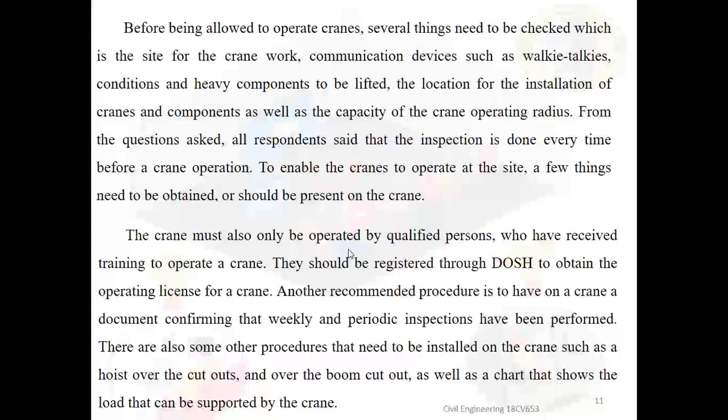So this tells us that the crane must be operated by a qualified person, and they should register for the operating license of the crane. They should also have documents confirming that weekly or periodic inspections have been performed. Whatever the crane capacity, the load charts have to be put up so that they can be clearly visible and understood.